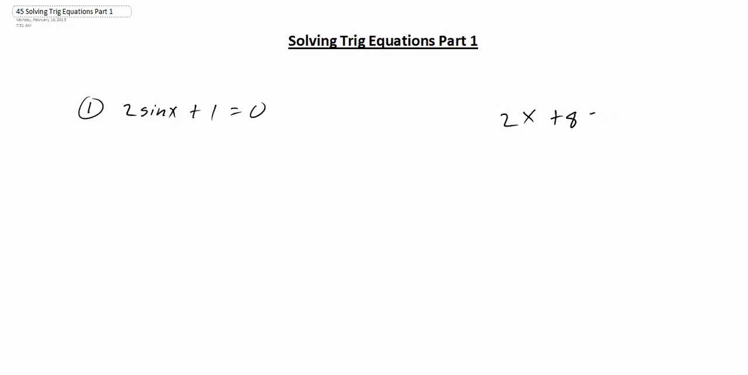Just like you would any regular algebra equation, just like if you had the equation 2x plus 8 equals 0, here your main goal is to get the x variable by itself, and we would do that by first subtracting the 8 from both sides, and you would end up with 2x equals negative 8, and then we would divide both sides by 2 so that we would end up with x equals negative 4.